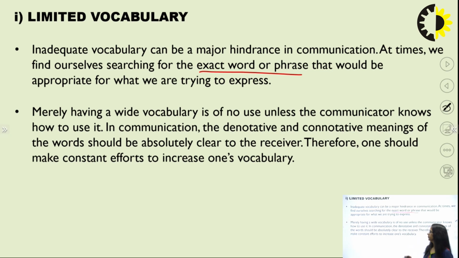Merely having a wide vocabulary is of no use unless the communicator knows how to use it. In communication, the denotative and connotative meanings of the word should be absolutely clear to the receiver, right? Denotative means literal or primary meaning, and connotative means implied or suggested meanings. Therefore, one should make constant efforts to increase one's vocabulary by regularly reading a variety of books and listening to native speakers of the language.